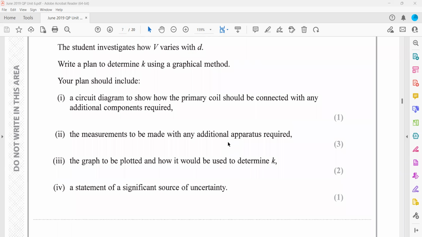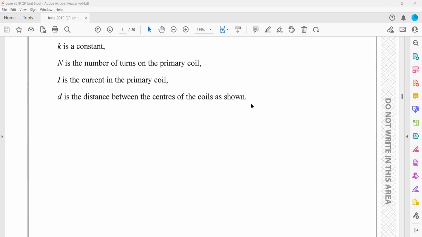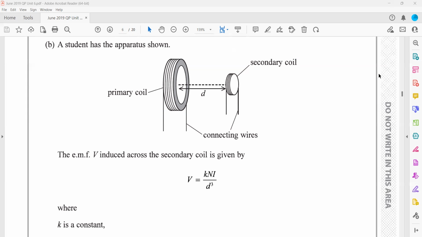The first part: a circuit diagram to show how the primary coil is connected with any additional component required. For this primary coil, we want to measure the current, so there will be an ammeter, and the switch should be there. Then a variable supply, so you can change the voltage. Or instead of that, you can also have a variable resistor.